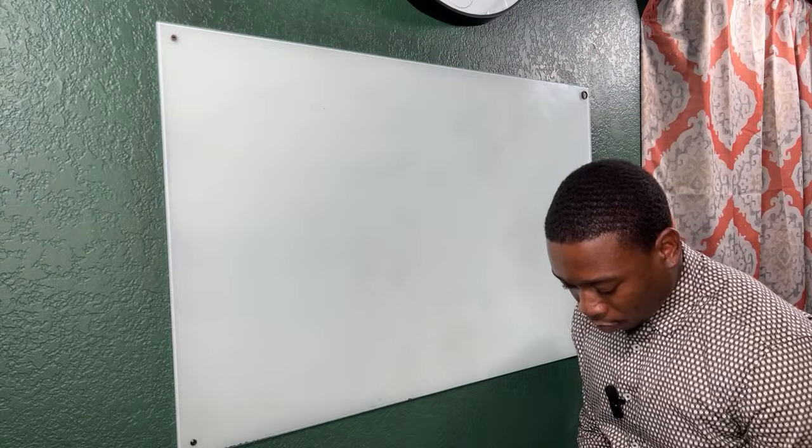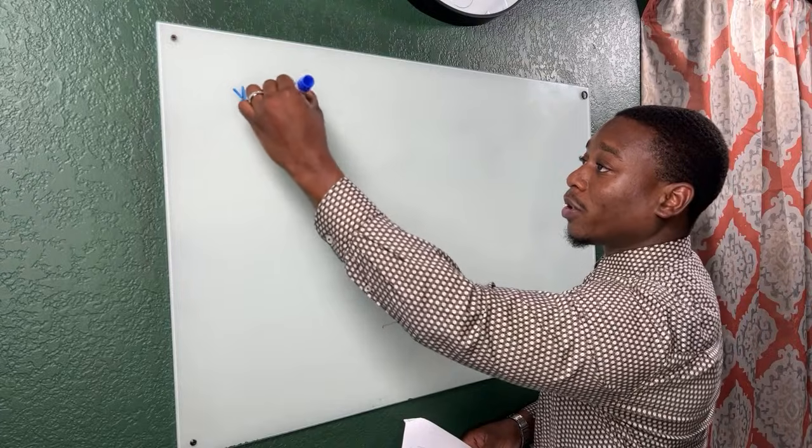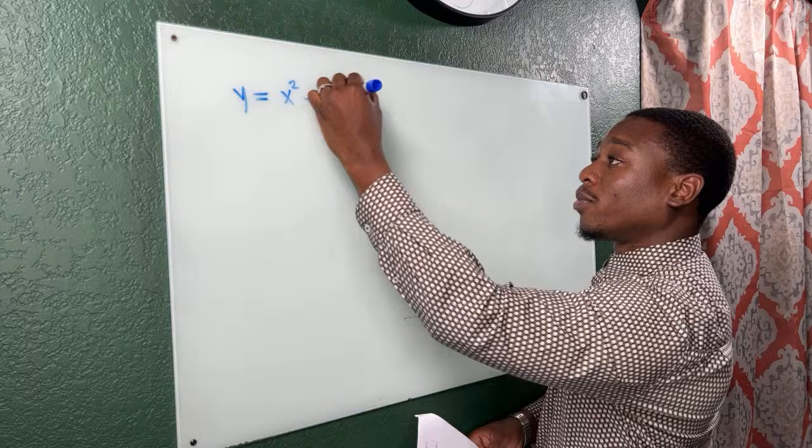Right. So they gave us this. They gave us a quadratic formula. y is equal to x squared plus 4x plus 4.